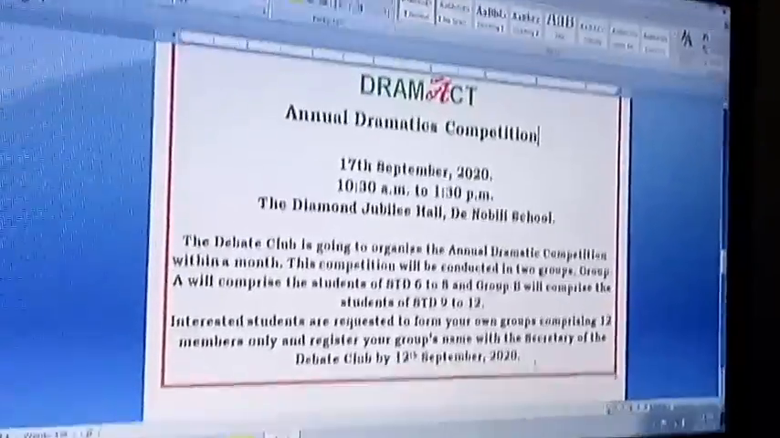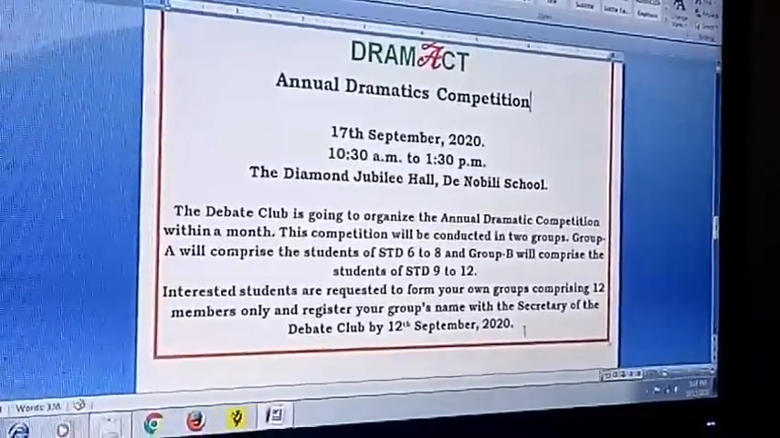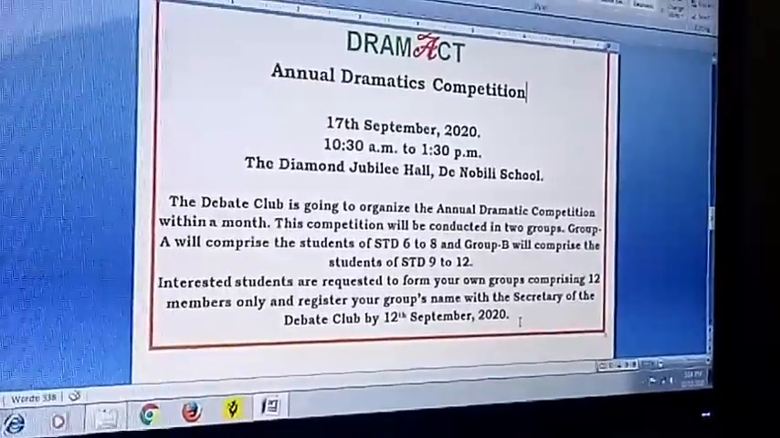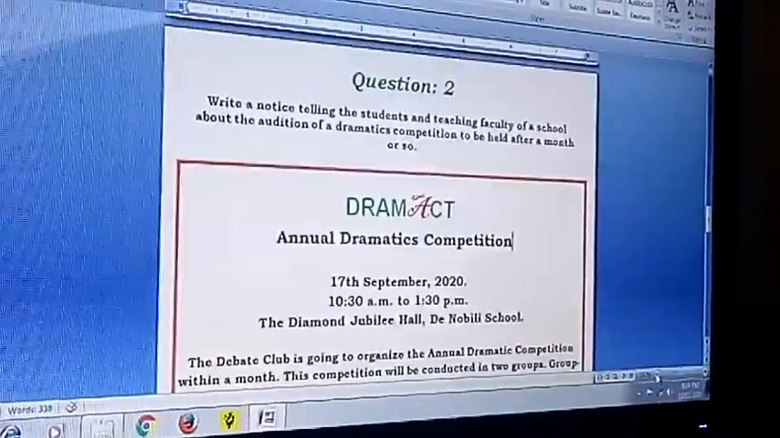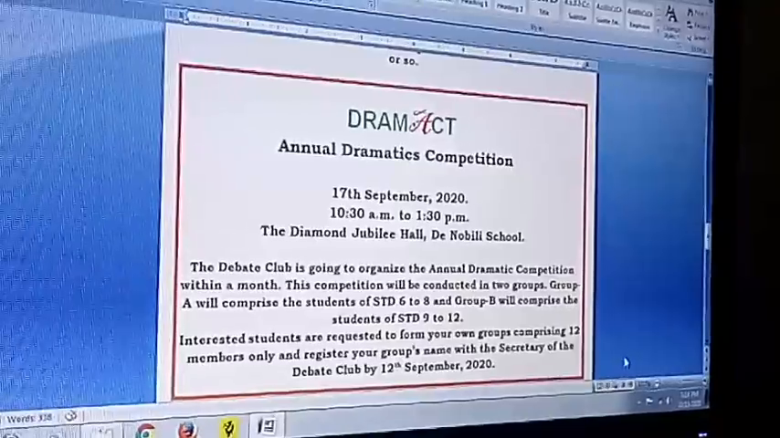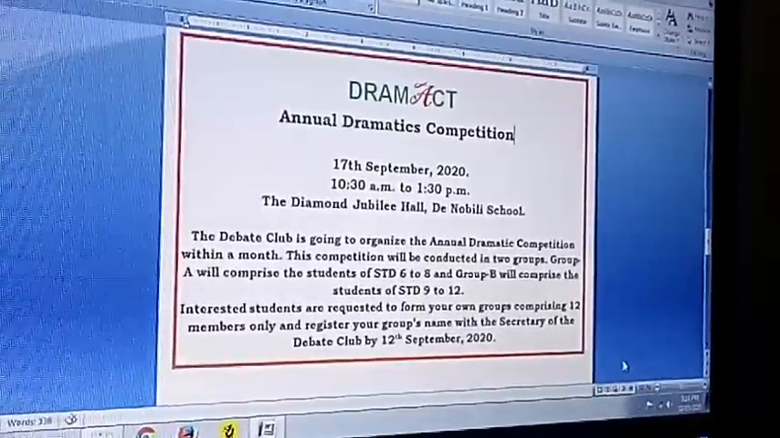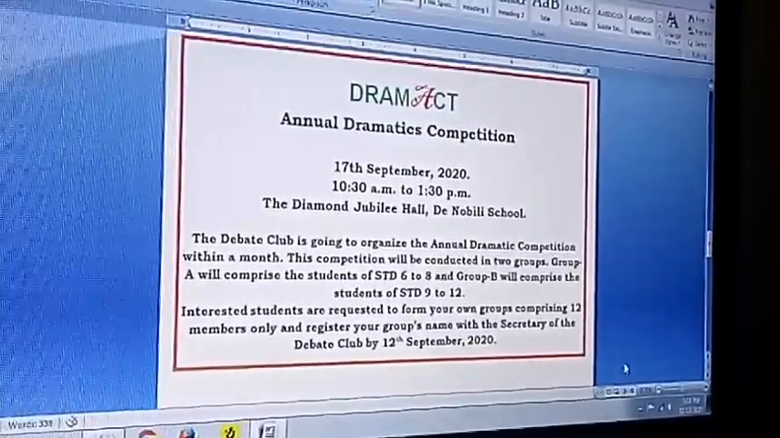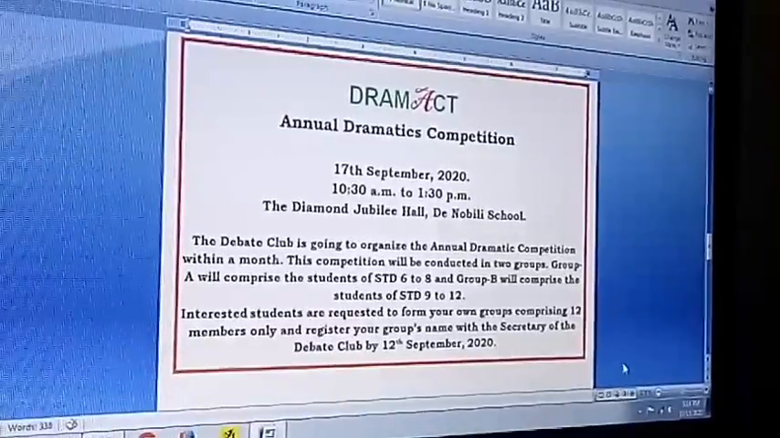I think two examples are more than enough. So with this we come to the end, and hereafter I do expect that you all write the right way of notice writing so that everybody can score full 5 marks.